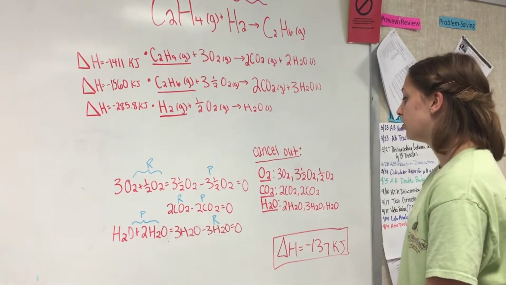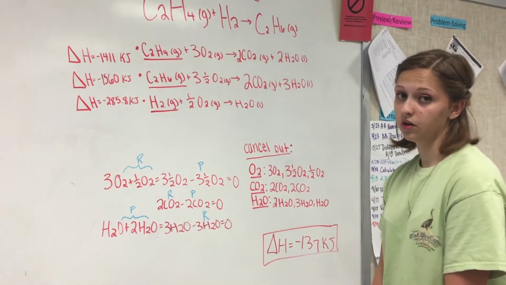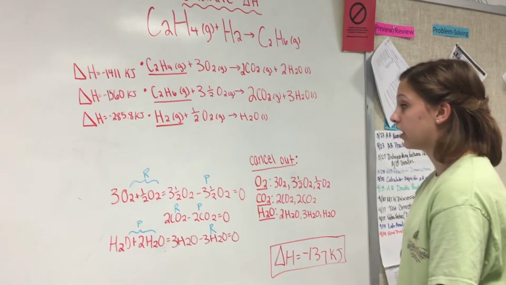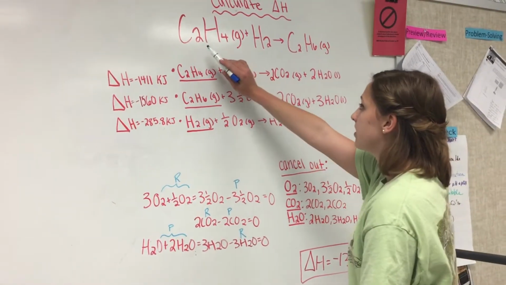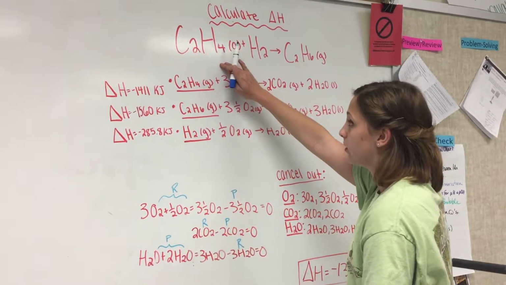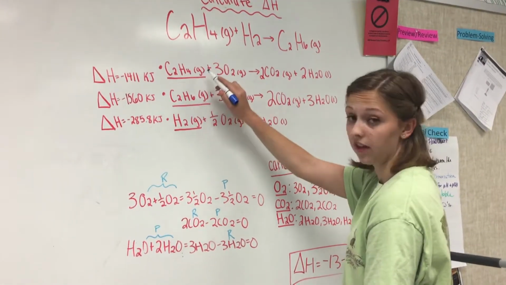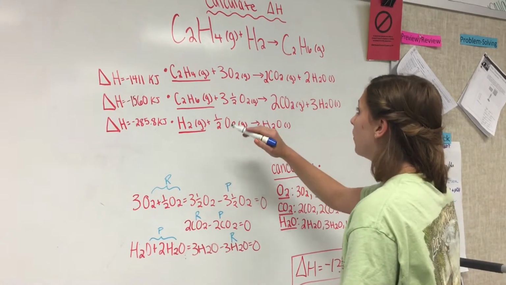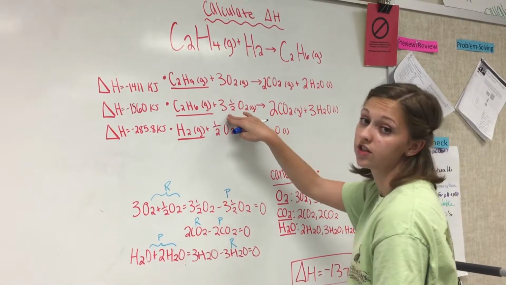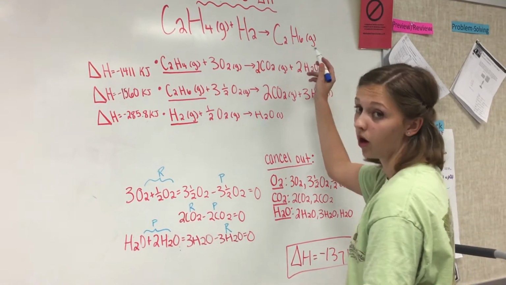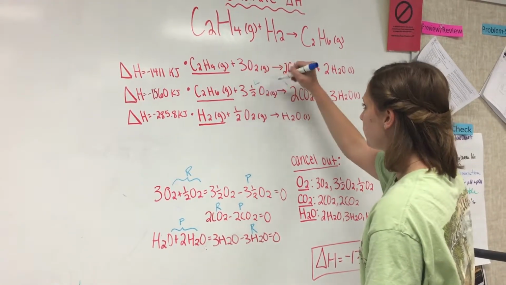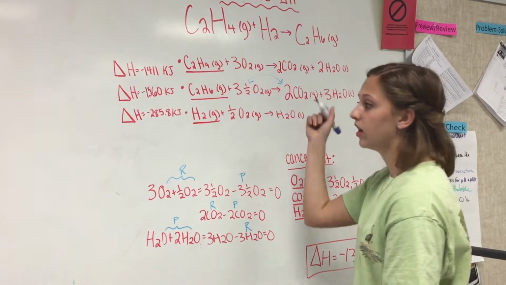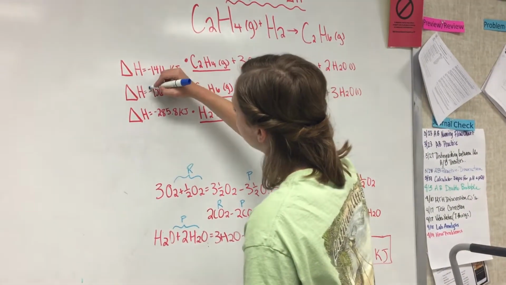And in order to do this, we have to make sure that they are equal to each other and that they are on the right side, products or reactants. Right here we see that we need C2H4 on the reactant side, so we have that, so we don't need to flip that. And then here we have C2H6 on the reactant side, but we need it on the product side. So to do that, we have to switch it basically. And when you switch it, it changes the sign to a positive.